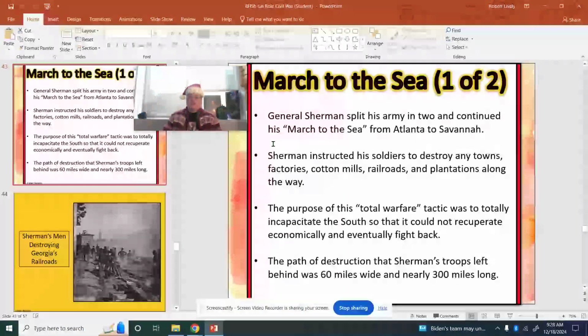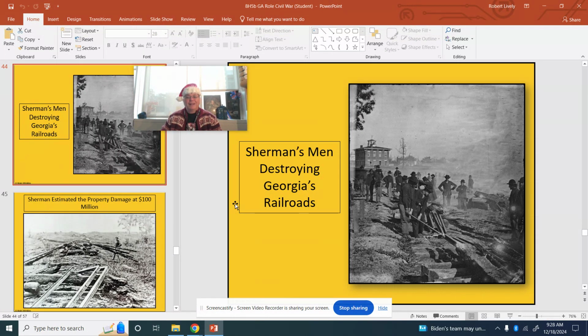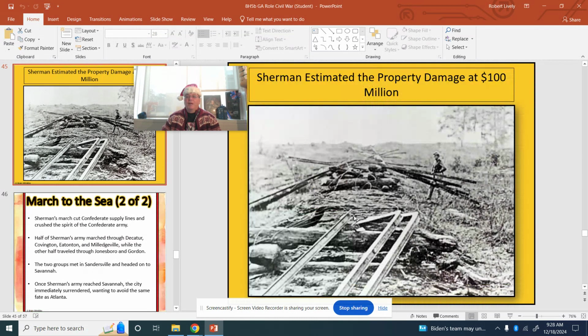The path of destruction that Sherman's troops left behind was 60 miles wide and nearly 300 miles long. 60 miles wide, 300 miles from Atlanta to Savannah. Total destruction. They destroyed everything that was in their path along their way. Railroads, okay? Now, you got to remember, that was also how Sherman was going to get his supplies, was through these railroads. Not going to happen now because no train can travel that way.